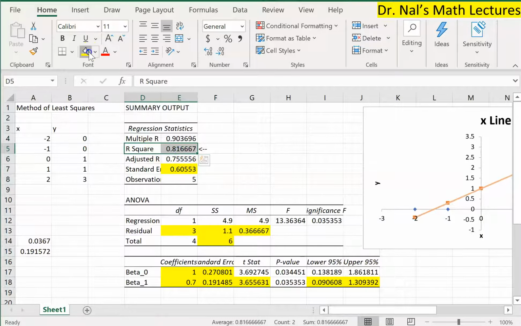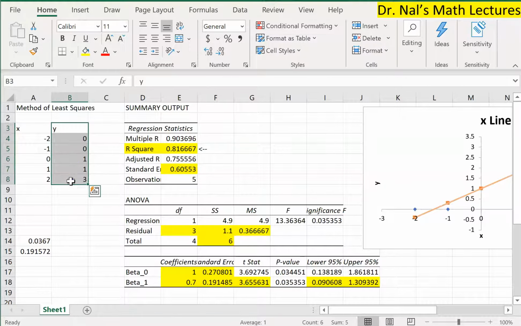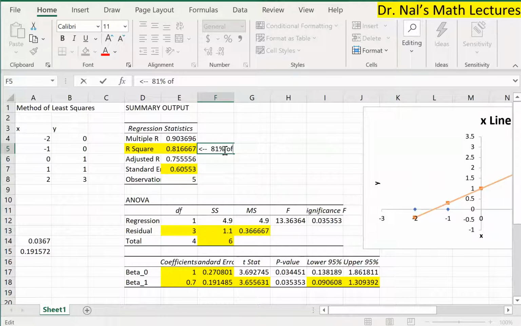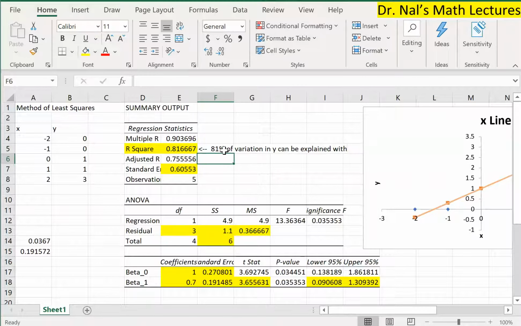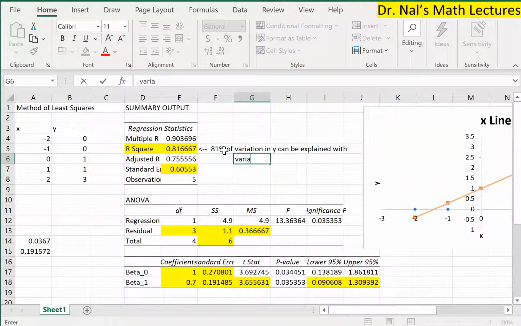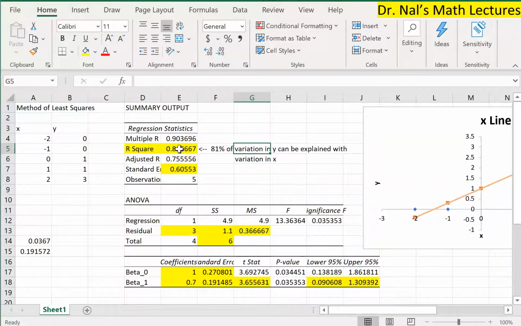It turns out R square is an important number that we end up calculating and using. So again, 81% of the variation in the dependent variable can be explained with the variation in the independent variable x. Let me actually write this down here. 81% of variation in y can be explained with variation in x. So 81% is pretty good. There's still a 19% that needs to be explained.